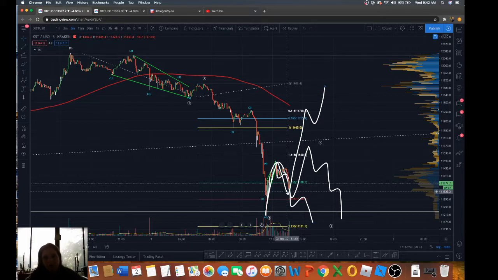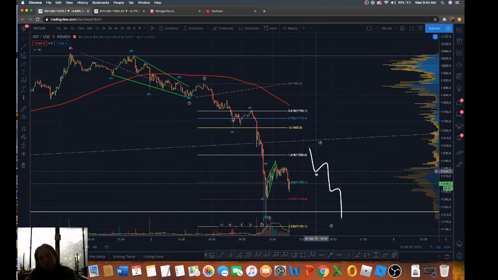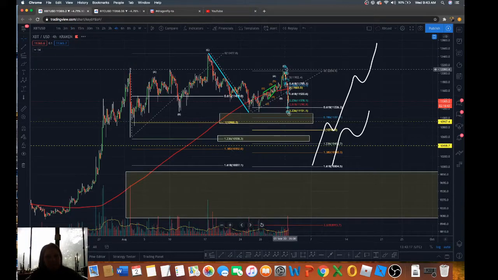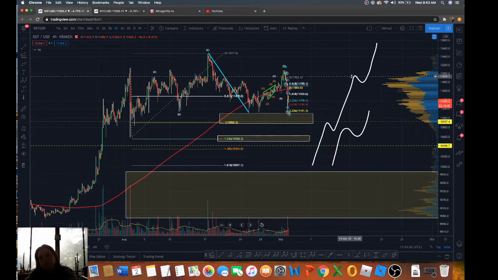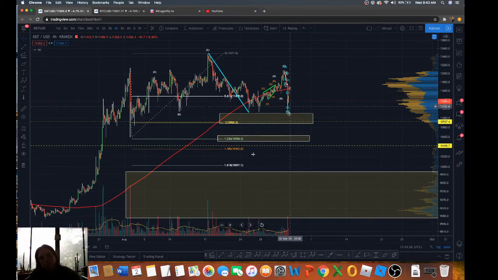I'm going to delete this real quick, see what we have going on here. So we're getting a little bounce here. This is where we need to look for the 3 waves, for a 4th wave, or 5 waves. Let's move on up to the higher time frame. Accidentally deleted that.